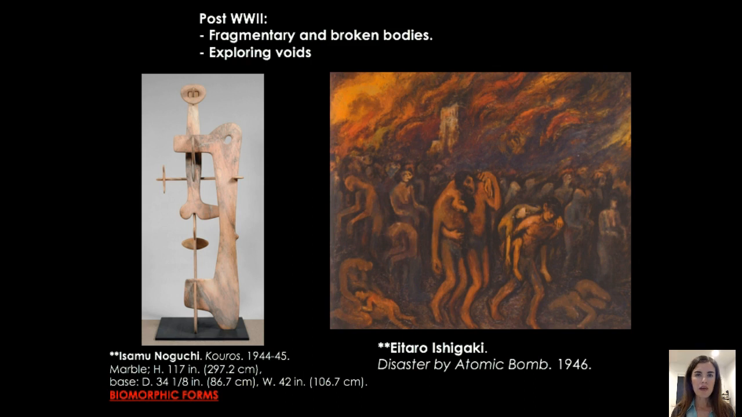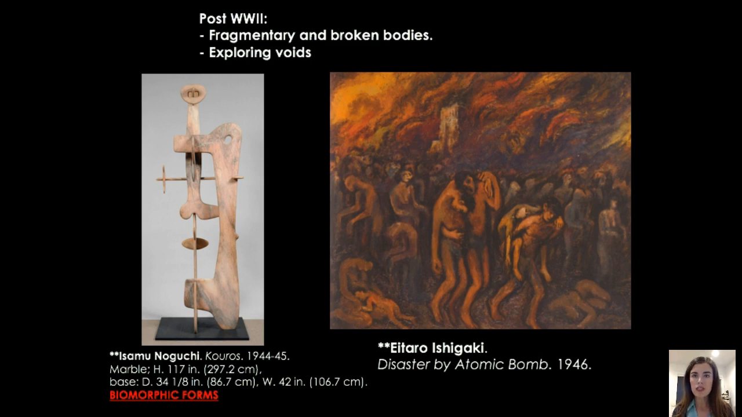I had mentioned how this body, or this Kouros figure, which again means young man in Greek, is perhaps connected to the kind of fragmentary and broken bodies that people were thinking about and considering in the post-World War II world. So thinking about fragmentary and broken bodies, exploring voids, that's definitely something that Noguchi is doing. Somewhat similar to the painting we saw in the previous video by Ishigaki, Disaster by Atomic Bomb.